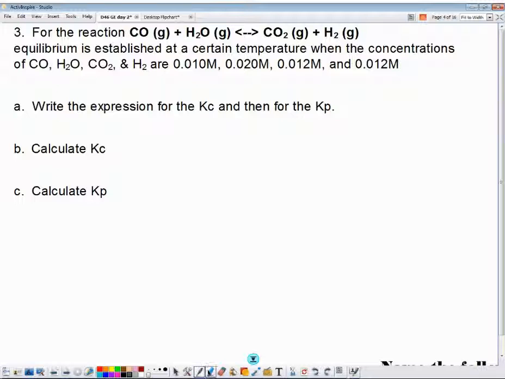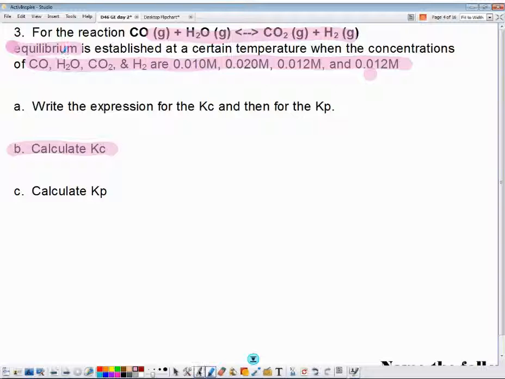This problem says that we have an equilibrium equation. There it is. And at equilibrium, very important, I'm going to highlight that. At equilibrium, we have these concentrations. So we're going to be able to calculate the Kc because we have equilibrium concentrations. That equilibrium word is huge for us today because we're going to learn when sometimes it doesn't say that, then it's a question for us.